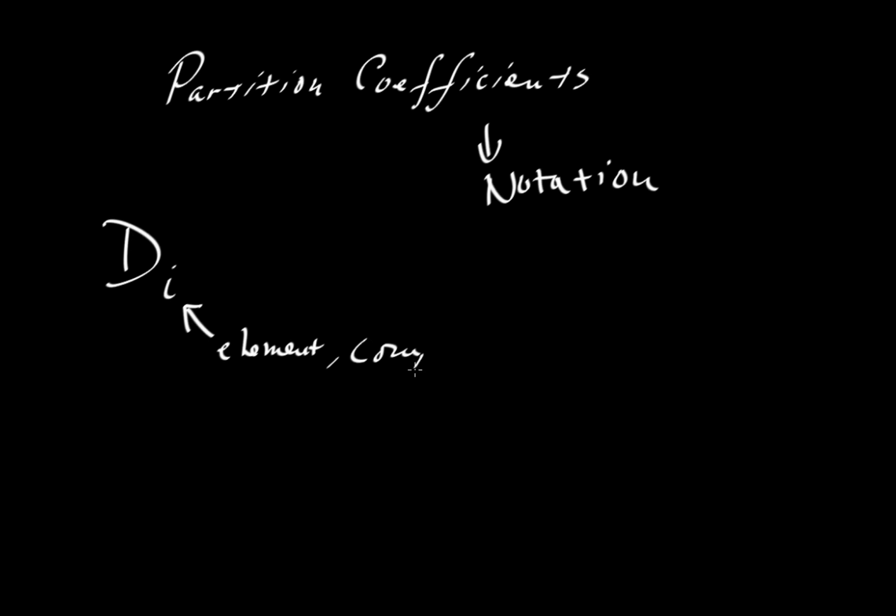So an element or a compound that interests us. And then it is being partitioned between some phase alpha and another phase beta. And this is defined as the concentration of I in alpha divided by the concentration of I in beta. And if a mineral is involved, then the mineral is almost always in the numerator. But for our purposes here, for the notation, it really doesn't matter.